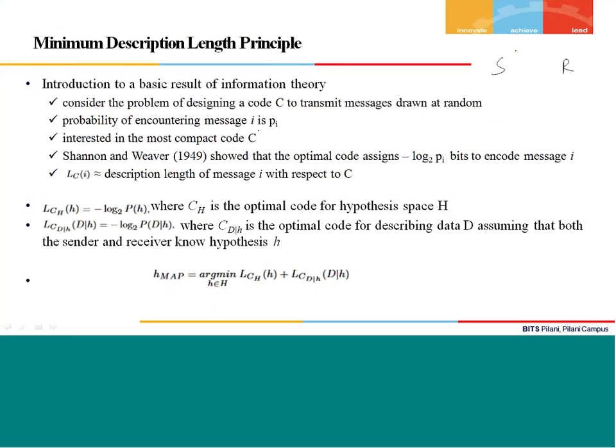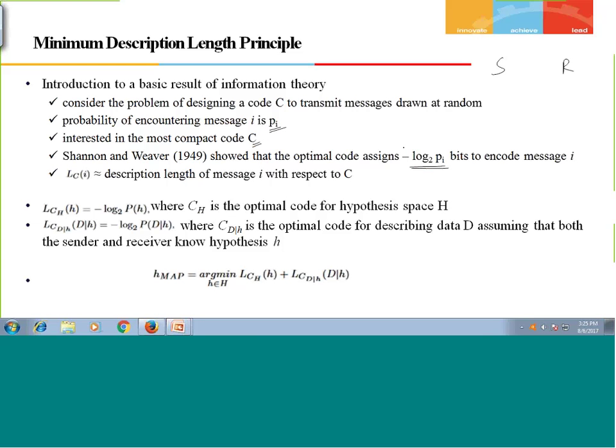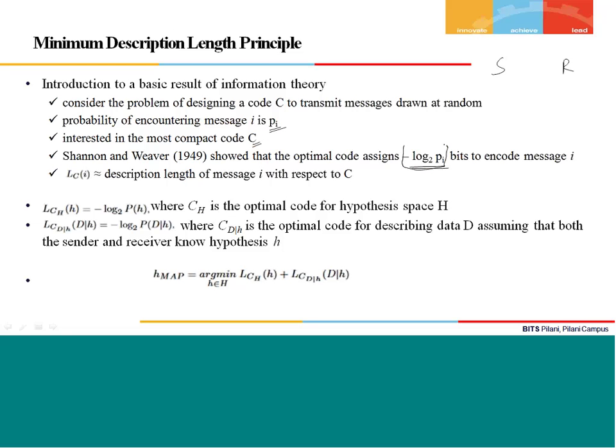The probability of encountering a message i is p_i. I already discussed it. We are interested in the most compact code C. What is that most compact code? It should describe the hypothesis in a minimum length. Shannon and Weaver showed that the optimal code length is minus log p_i. We don't have to prove it, but they have shown that this is the optimal number of bits one should use to represent that message, if the message has probability p_i.